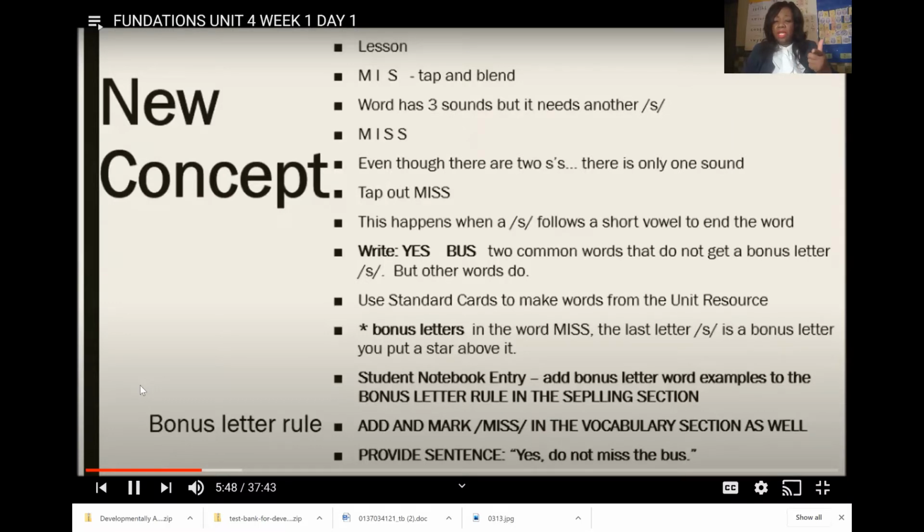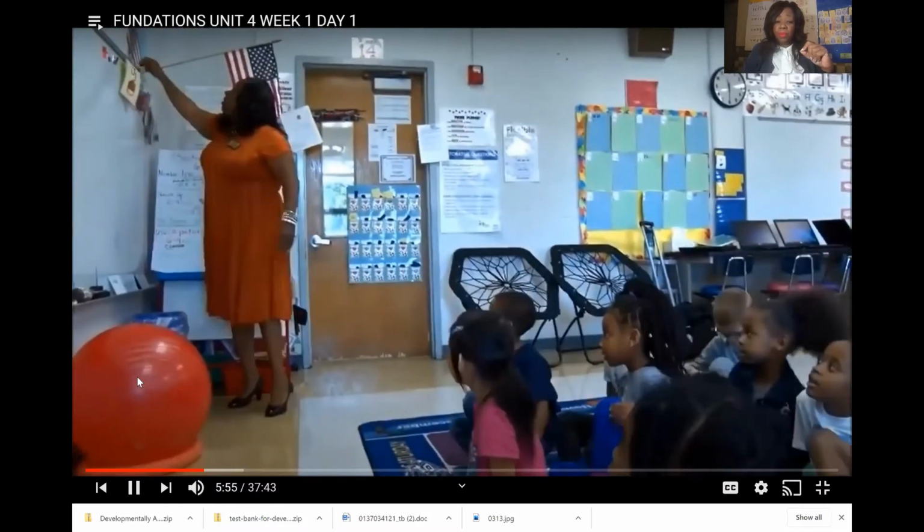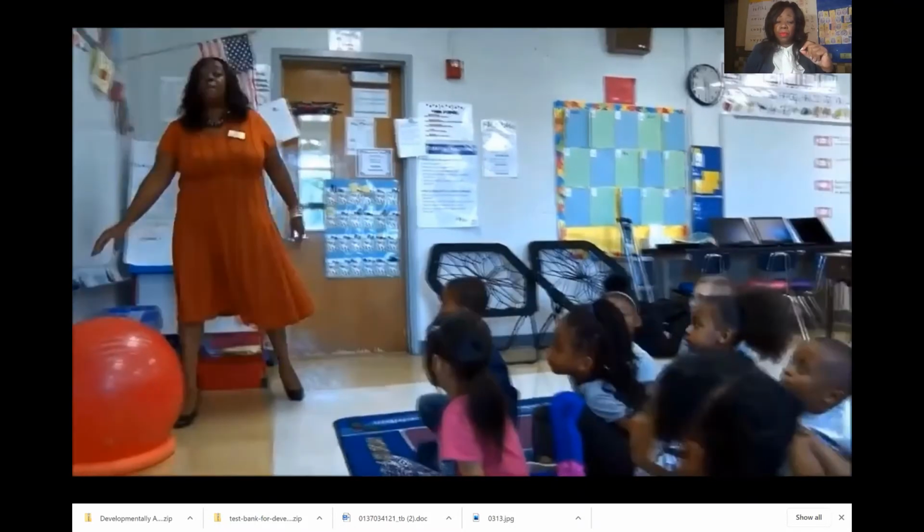And these are the lesson objectives. This is more so for the classroom teacher, so they're good. So now we have a new concept that I was telling you guys about, and that is the bonus letters.